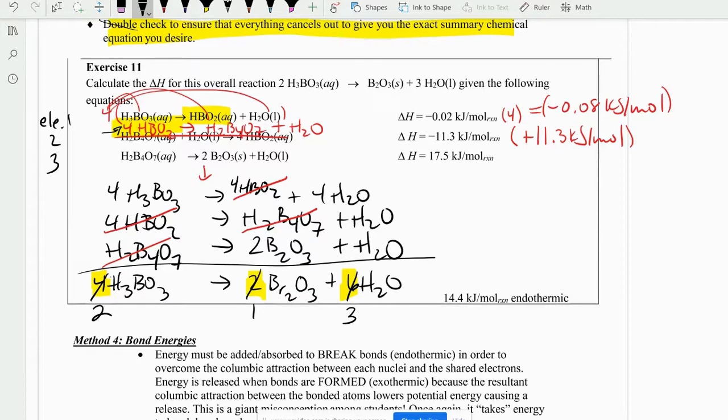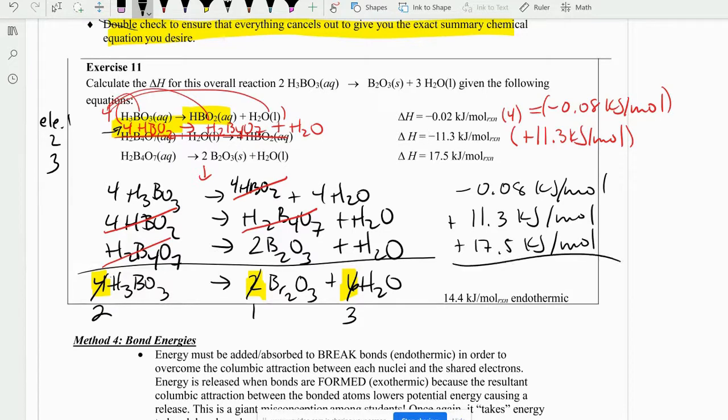That looks a lot like the overall reaction. And so what you have right now after you reduce the coefficients is indeed an overall reaction that matches with what was given to us. And so when you add up the enthalpies now, negative 0.08 kilojoules per mole, plus positive 11.3 kilojoules per mole, and positive 17.5 kilojoules per mole. If you sum these all up, you should indeed arrive at 14.4 kilojoules per mole. So that's one way to do it.